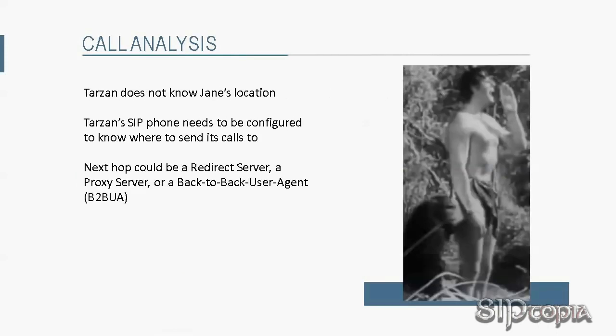Well, now that Tarzan's phone is registered, and we assume Jane's phone is registered as well, Tarzan is almost ready to call Jane. Tarzan knows Jane and her extension, but not Jane's location or her IP address. Well, if they were in the jungle, Tarzan could yell in different directions in hopes to reach Jane. If Tarzan knew which direction to yell at, that would be much more efficient communication.